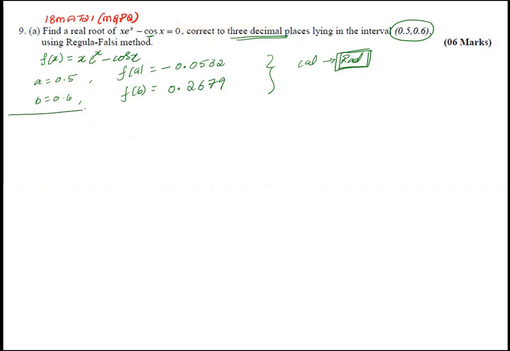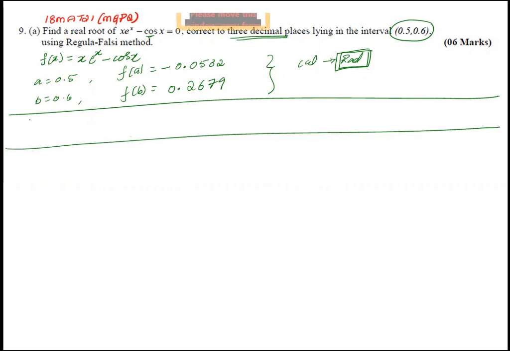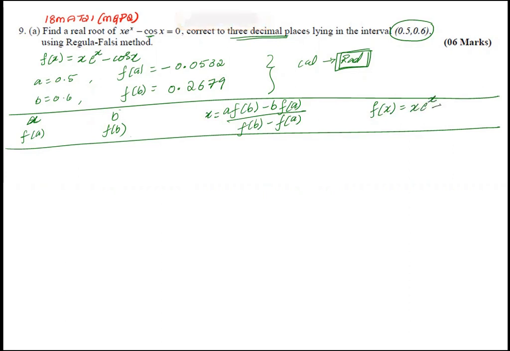Now make a table with x and a and f of a, b and f of b in the second column. The third column is the x value, that is a f of b minus b f of a divided by f of b minus f of a. Remember the formula. And the value of f of x, that is x e power x minus cos x, in the fourth column.